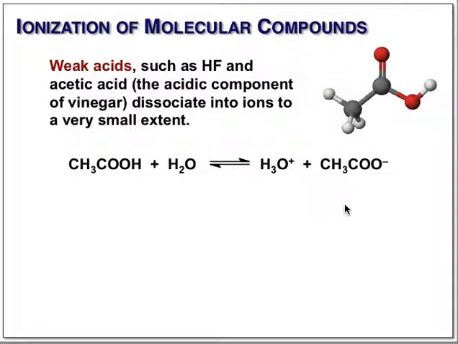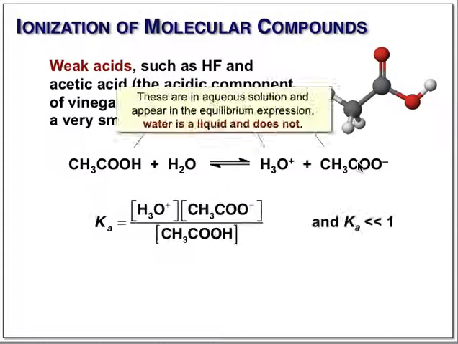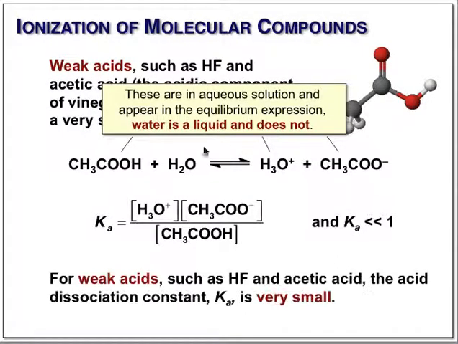Let's look at a weak acid. Here we have acetic acid. In acetic acid, we have very little ionization. So hydronium and acetate are very, very small. Our equilibrium expression looks like this. Again, we don't include the water because it's heterogeneous equilibrium. Hydronium and acetate are both very small. Acetic acid is very large, making Ka much, much less than 1. In fact, for acetic acid, Ka is 1.8 times 10 to the minus 5.